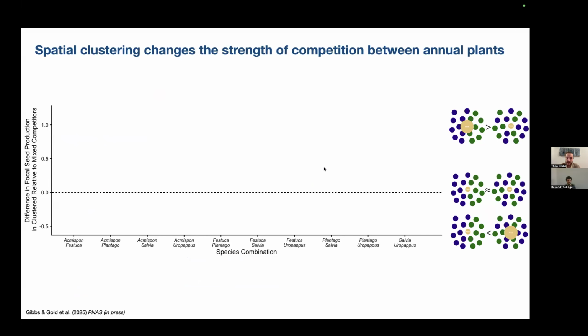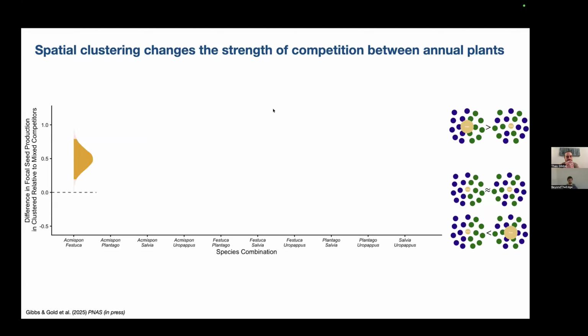Okay, so now we're ready to see what the effect of this spatial aggregation was on the strength of competition. So on the x-axis here, I'm plotting the different background species combinations, so which of the two species were in the background. And then on the y-axis is just a big Bayesian linear model, which reveals the effect of aggregation on focal species seed production. So if you're above this 0 line, it means that focal plants produce more seeds in clustered relative to mixed environments. Of course, if you're at the 0 line, there was no effect, and if you're beneath, it's the opposite. And then I took 3 different focal species, but aggregated them together in this statistical framework.